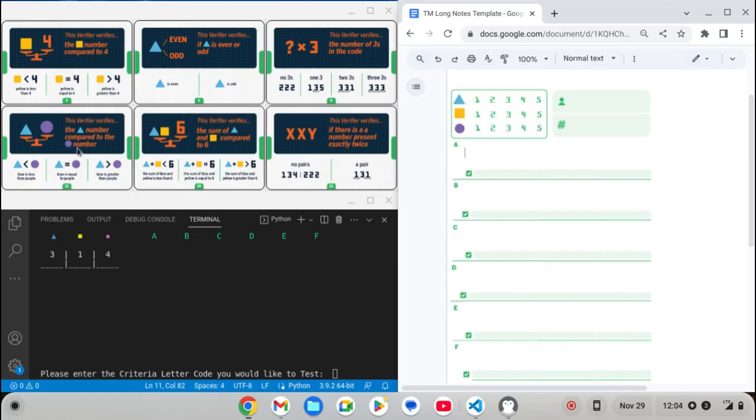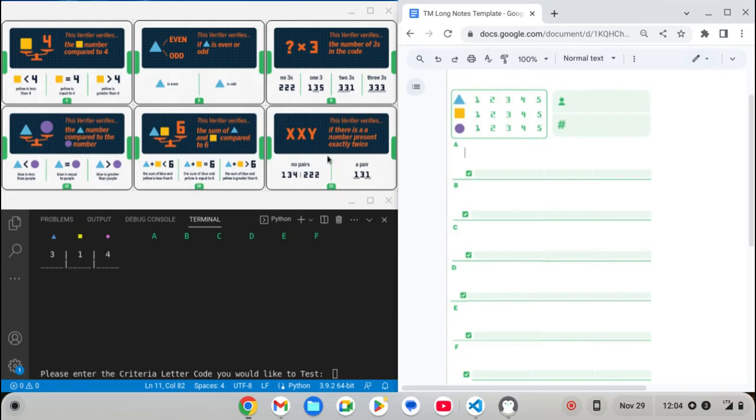Criteria card D will take a look at our first and last digits, the triangle and circle, and compare them. So should the value of triangle be less than circle? Should they be equal? Or should the value of triangle be greater than circle? Criteria card E will take a look at our first 2 digits, triangle and square, add them up, and compare the sum to the number 6. So should the sum of triangle and square be less than 6? Should it be equal to 6, or should the sum be greater than 6?